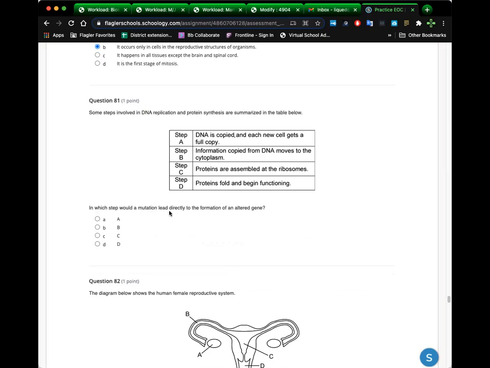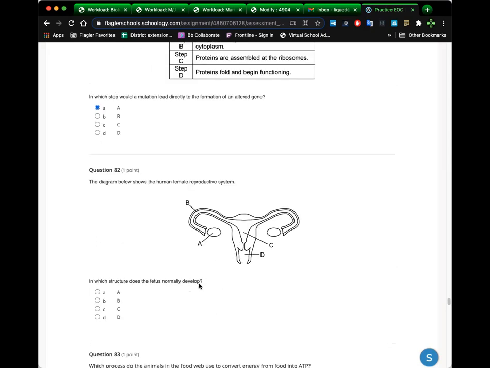All right, which step would a mutation occur? A mutation is a change in DNA, and only two of these mention DNA. DNA is copied. Usually the change or error in DNA is when it's going to be copied or replicated. So step A is most likely when that's going to occur.